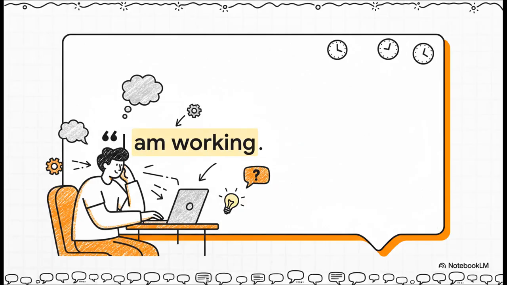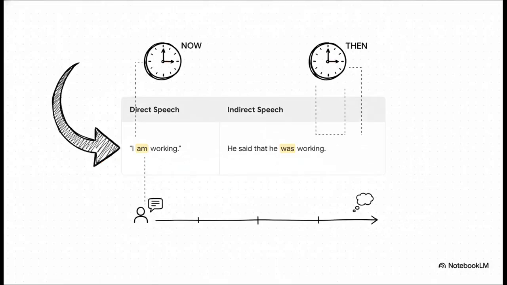All right, example number 2. What about the present continuous? The direct quote is, I am working. And the logic holds up perfectly. The present continuous, am working, shifts back to the past continuous, was working. So he said that he was working. See the pattern here? We're just taking that one single step back in time.